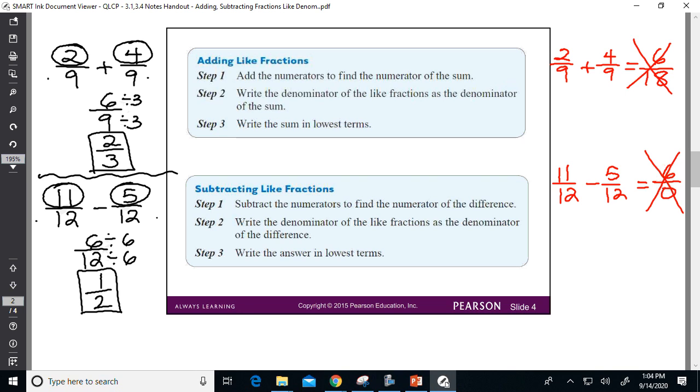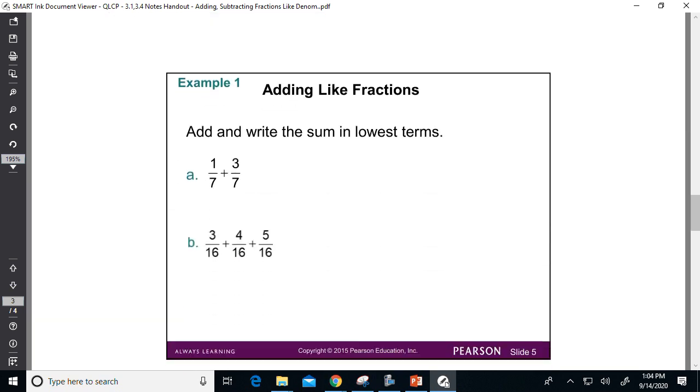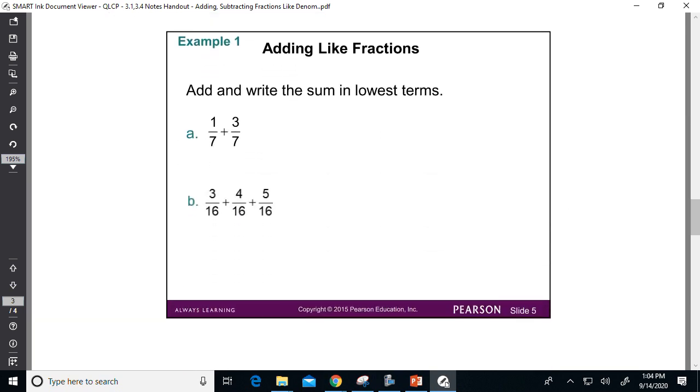Not saying you're hearing any. So let's go on to adding.